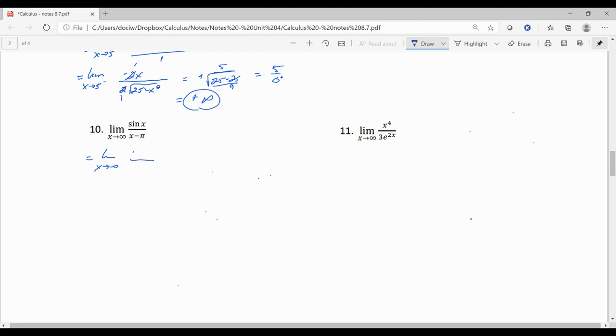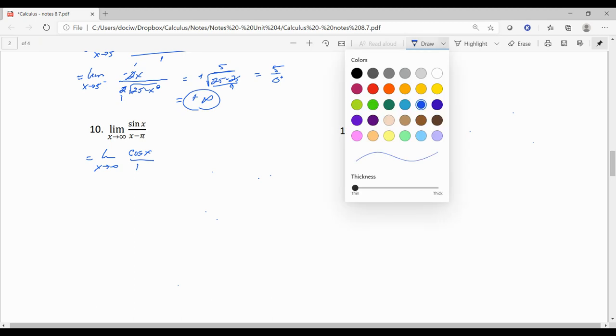The derivative of sine is cosine x. The derivative of 1 minus, I'm sorry, the derivative of x minus pi is 1. So we have the limit as x approaches infinity of cosine of x. Now the limit as x approaches infinity of cosine x actually goes back and forth between 1 and -1, which tells me that I have a bit of a typo here, right? So let's fix something.